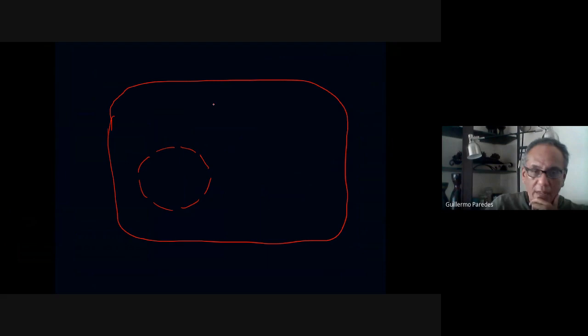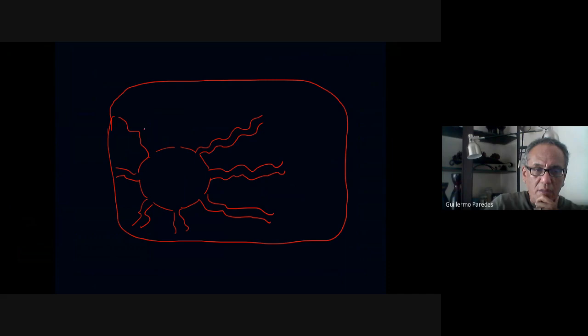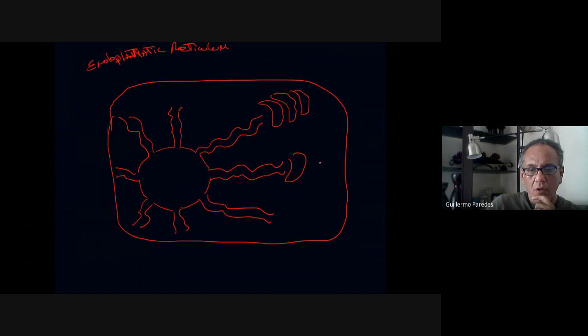Here we have the endoplasmatic reticulum. This is the endoplasmatic reticulum. What is that for? Okay, here on this side, we are going to have the Golgi apparatus. We have the Golgi apparatus.